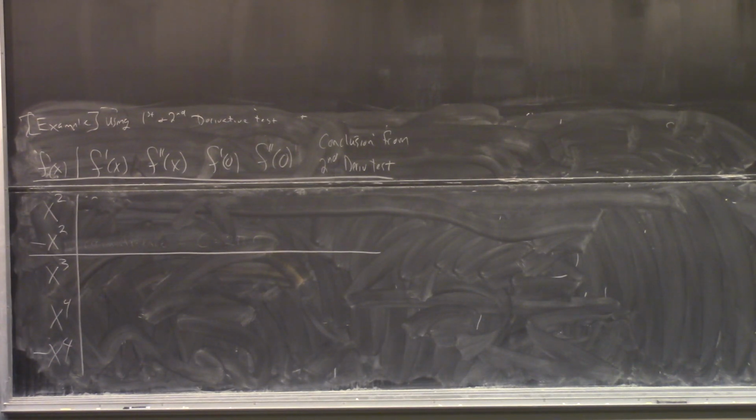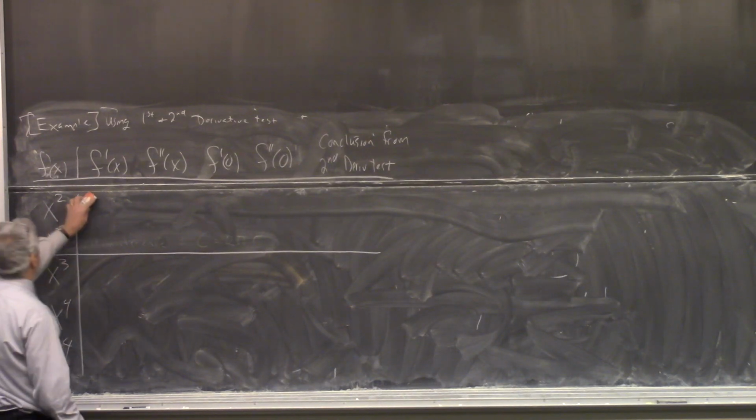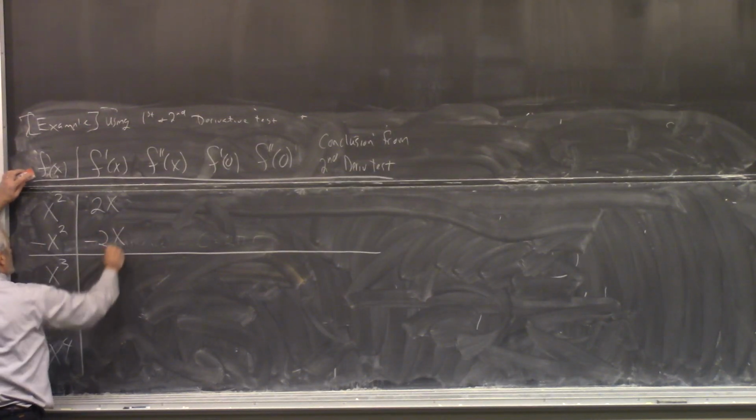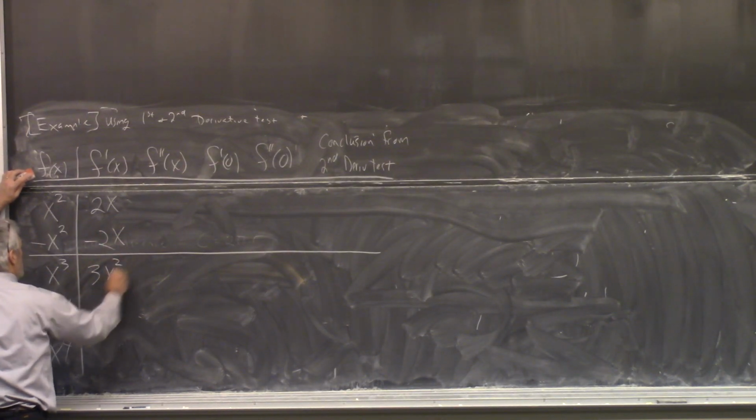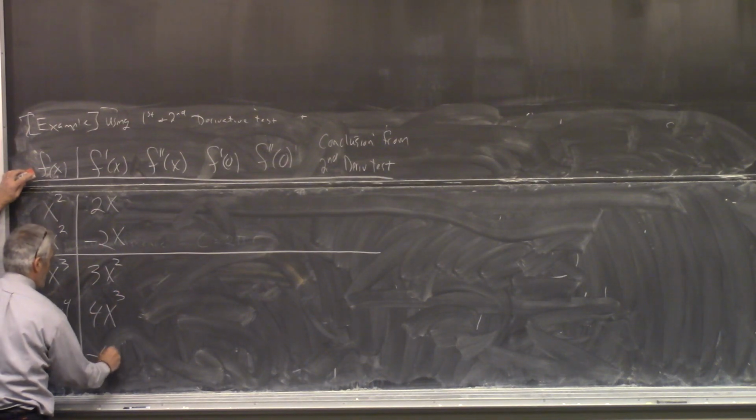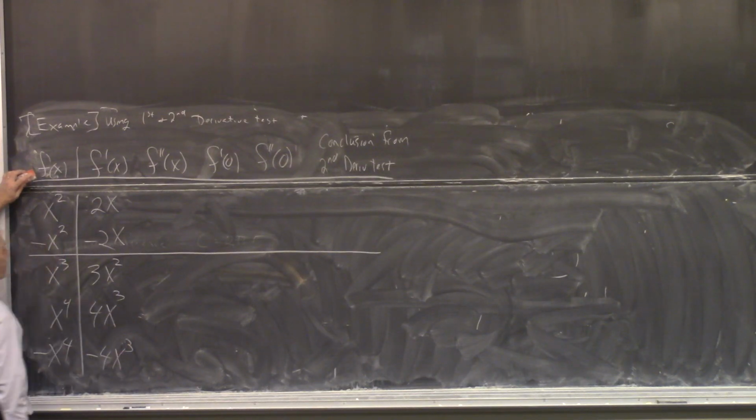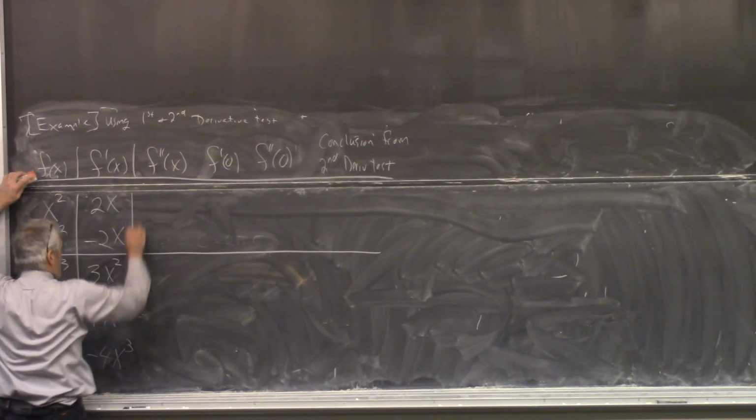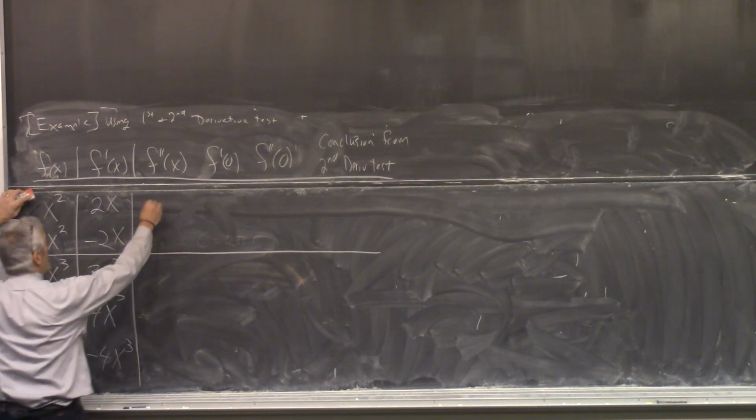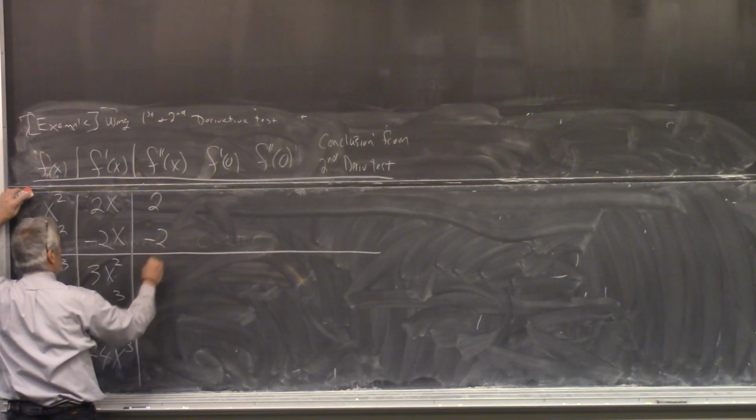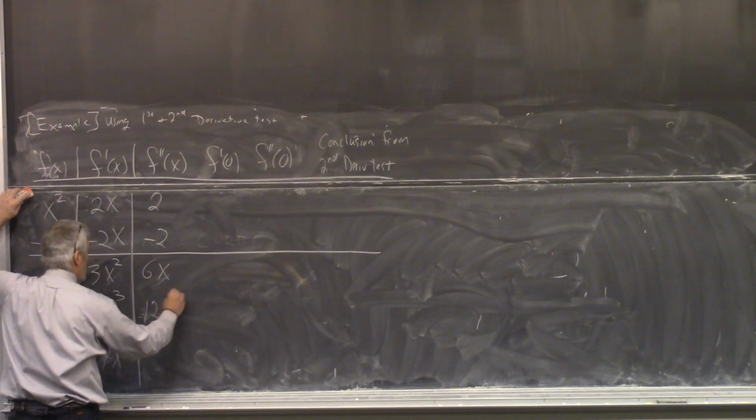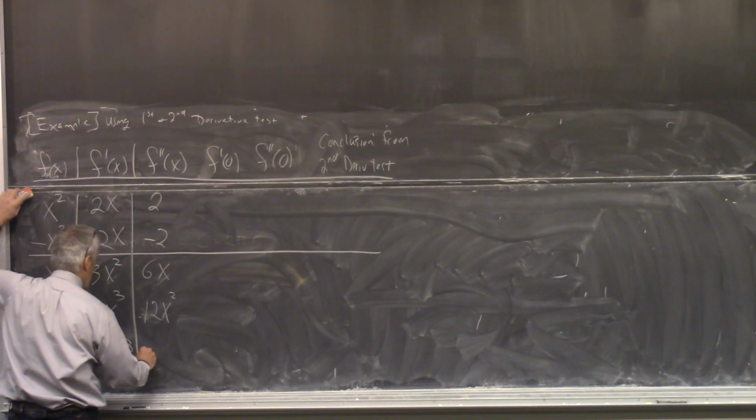All right. Well, these derivatives are easy, so I'm just going to write them down. The first derivatives are 2x, minus 2x, 3x squared, 4x cubed, and minus 4x cubed. And then let's look at the second derivatives. They're going to be straightforward. The second derivatives are 2, minus 2, 6x, 12x squared, and minus 12x squared.